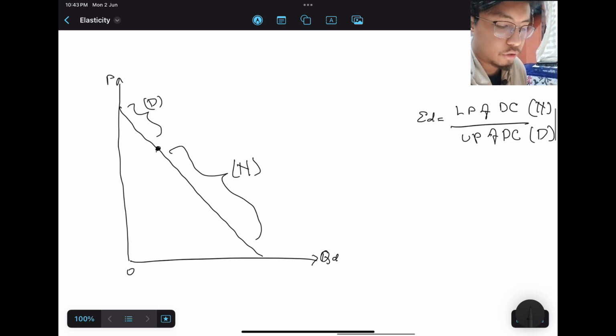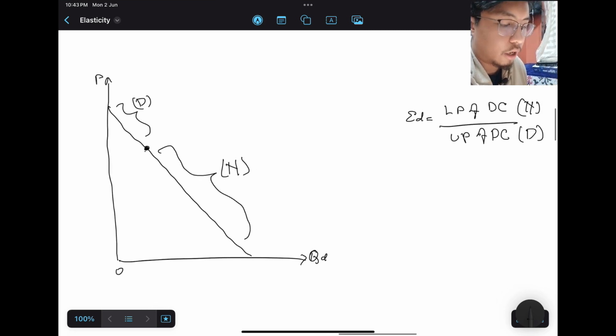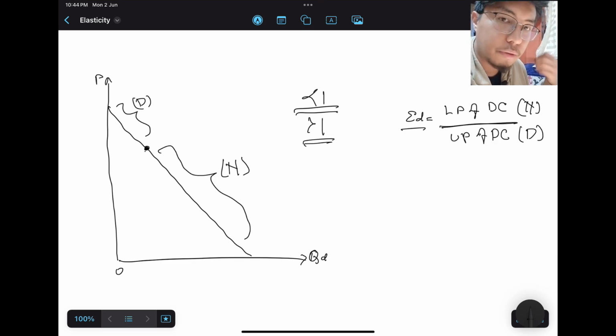Again, geometric method ma, how do we find price elasticity of demand? We simply look at the ratio, not value खोज्नु हुँदैन यहाँनिर, okay. You're just trying to see whether it's less than 1 or more than 1, okay. Less than 1 कहिले हुन्छ? जब तिम्रो denominator is more, okay. More than 1 कहिले हुन्छ? जब तिम्रो numerator is more.